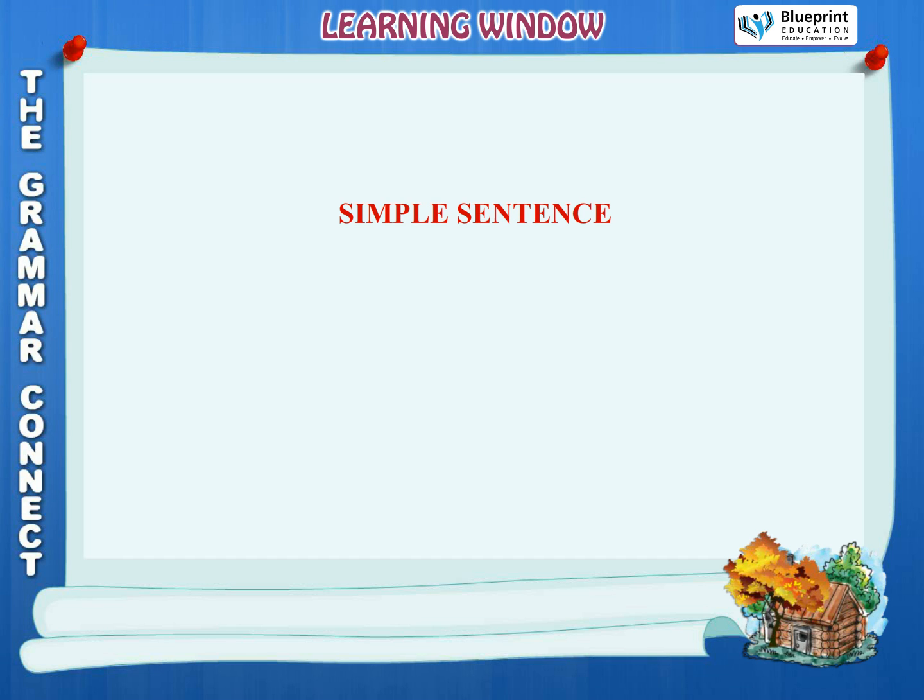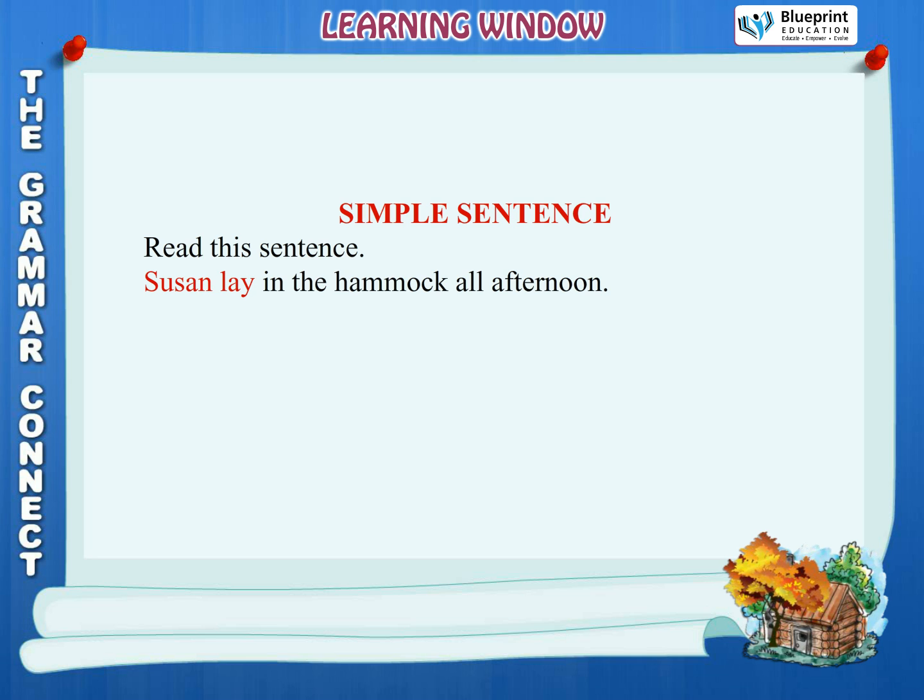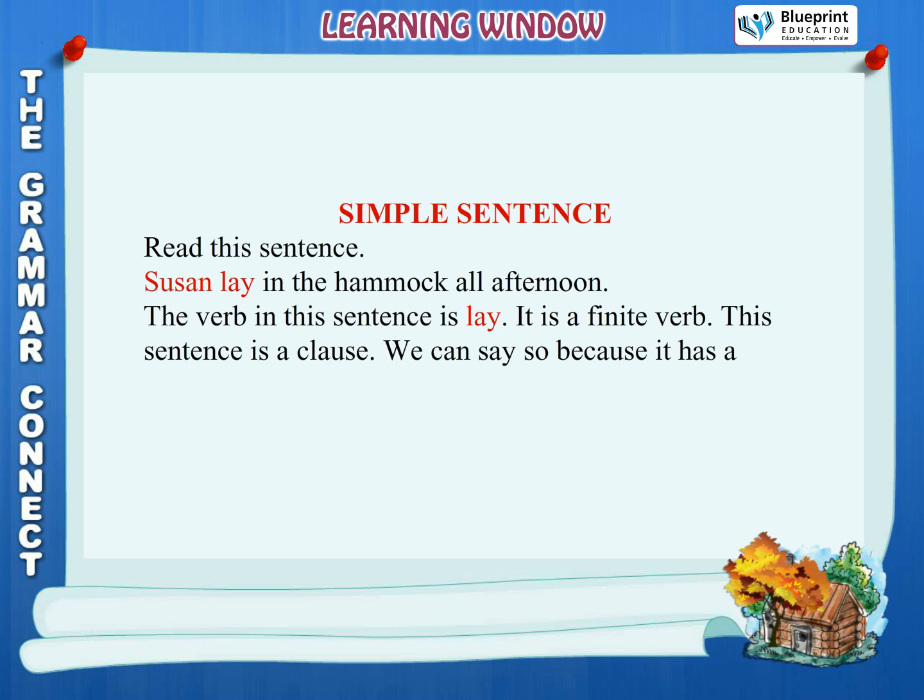Learning window. Simple sentence. Read this sentence. Susan lay in the hammock all afternoon. The verb in this sentence is lay. It is a finite verb. This sentence is a clause. We can say so because it has a subject, Susan, and a finite verb, lay.